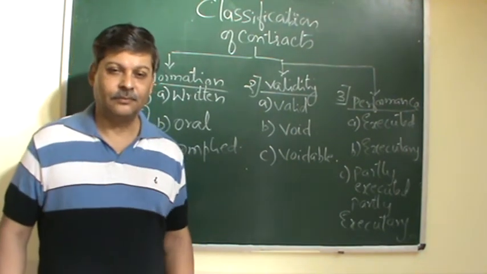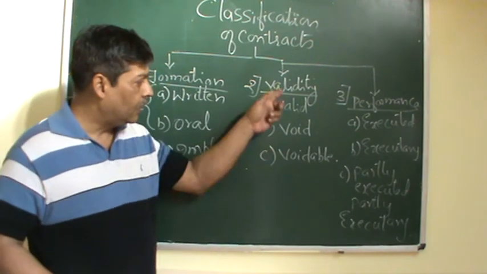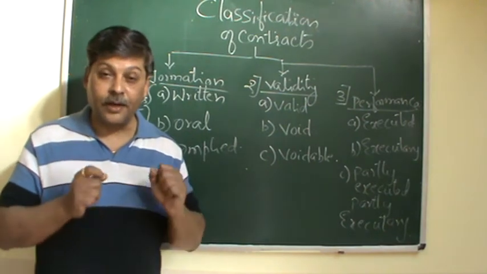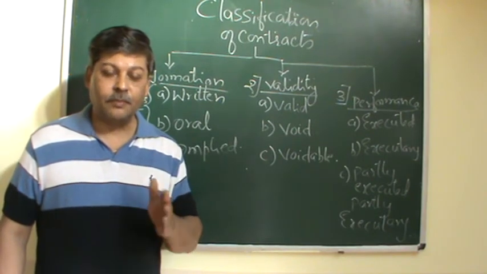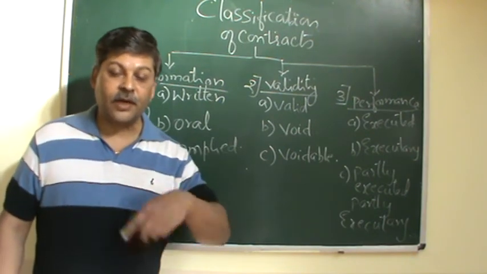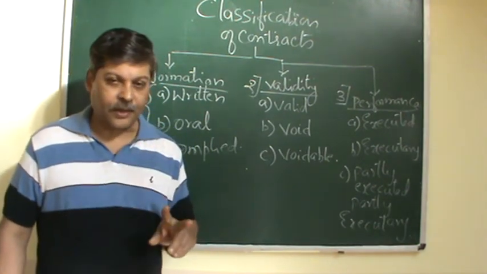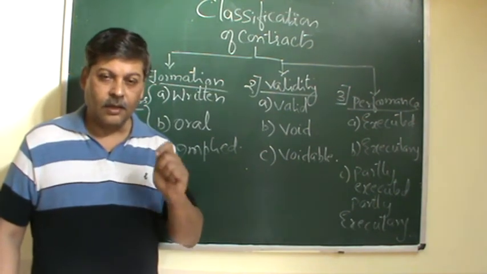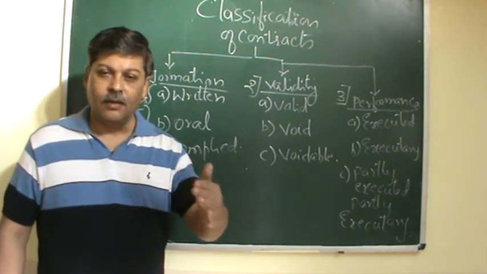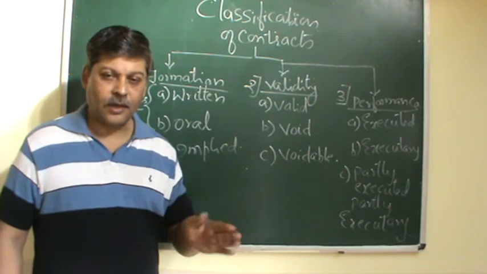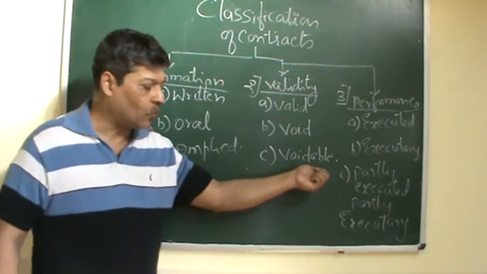Voidable contract. Voidable contract. So this is the third type in the validity. Voidable contract means the contract which is enforceable at the option of one party but not the other party. You know that usually in a contract there are two parties. Here one party gets the right to enforce it, the other party doesn't have it. A contract enforceable at the option of one party but not the other is called a voidable contract.